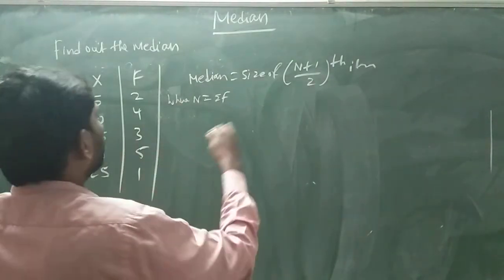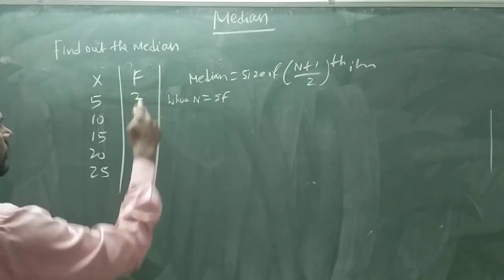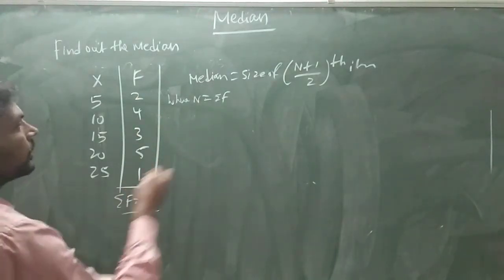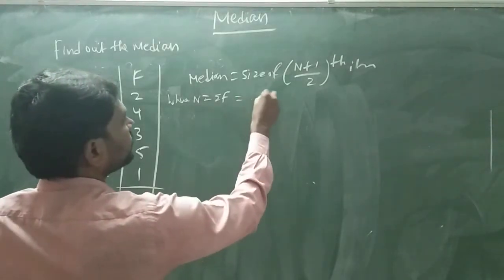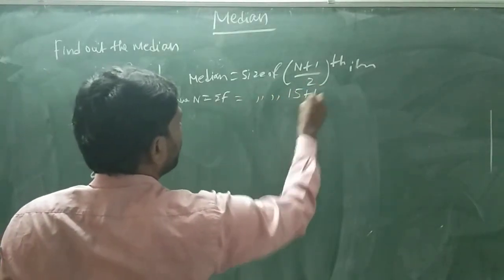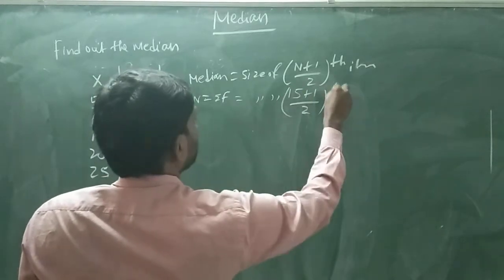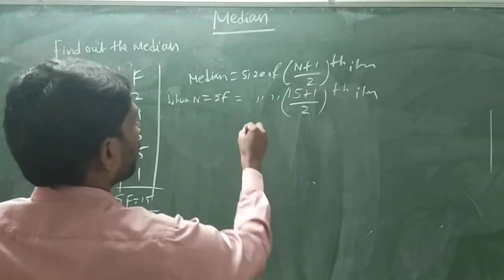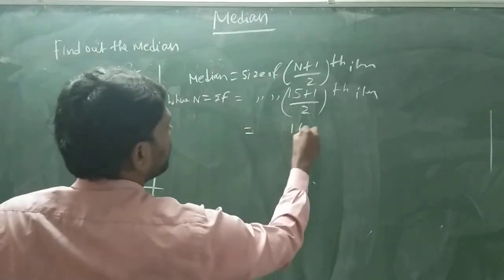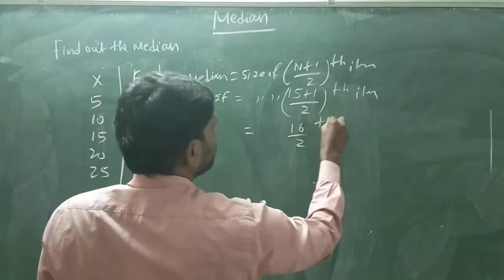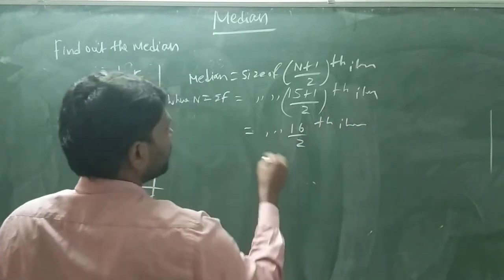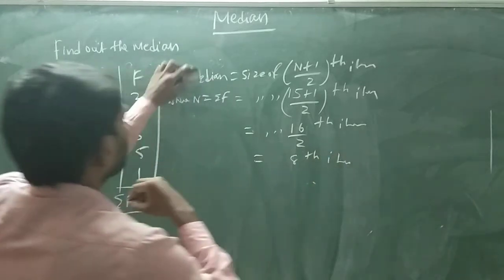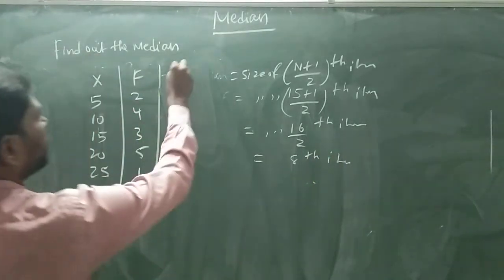Now the summation F is 15. So size of (15 plus 1) by 2th item, which is 16 by 2th item. Size of 16 by 2th item is the 8th item. So now find the cumulative frequency.